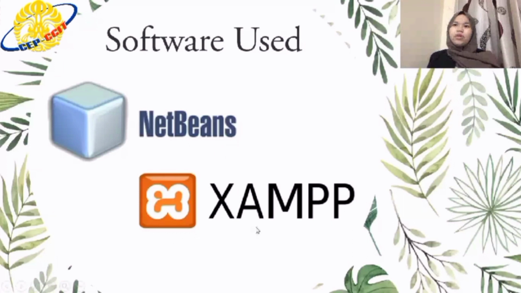XAMPP is one of the widely used cross-platform web servers, which helps developers create and test their programs on a local web server. It was developed by the Apache Friends, and its source code can be modified by the audience. It consists of Apache HTTP server, MariaDB, and interpreters for different programming languages like PHP or Perl.